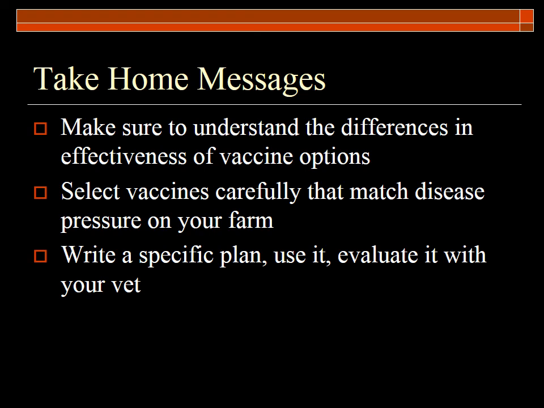Lastly, and probably the best idea, is write a specific plan, use it, and then evaluate it with your veterinarian. If you just kind of, willy-nilly, so to speak, select vaccinations, administer them, and then stand back and watch and see what happens, and then don't record whether it worked or not, it will be very difficult to tell if that investment was worth it. So write a plan, execute the plan, and then in consultation with your veterinarian, decide if that was the right one or not, and then make adjustments.